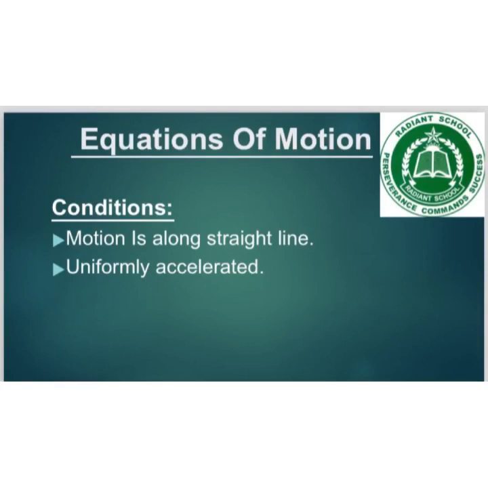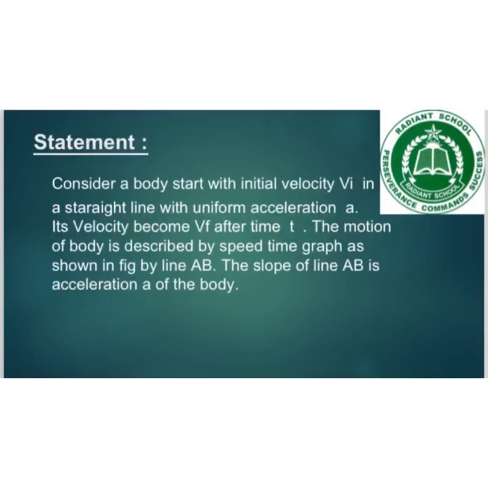Now students, we will see the statement for the first equation of motion. Consider a body starts with initial velocity. We know that for initial velocity we use the symbol Vi. It moves in a straight line, and I told you before that the straight line condition is necessary for equations of motion. With uniform acceleration a, its velocity becomes Vf after time t.